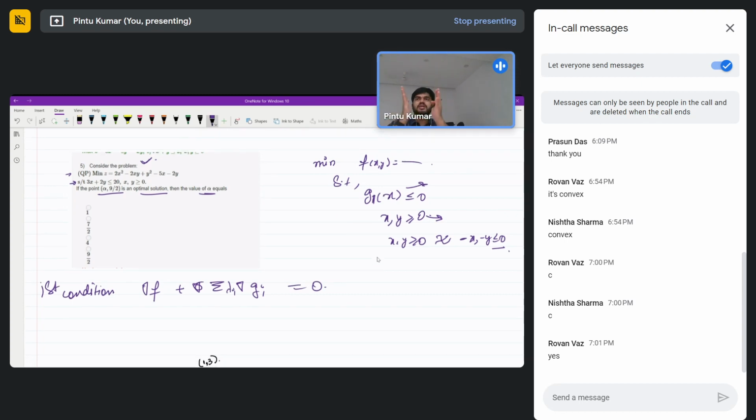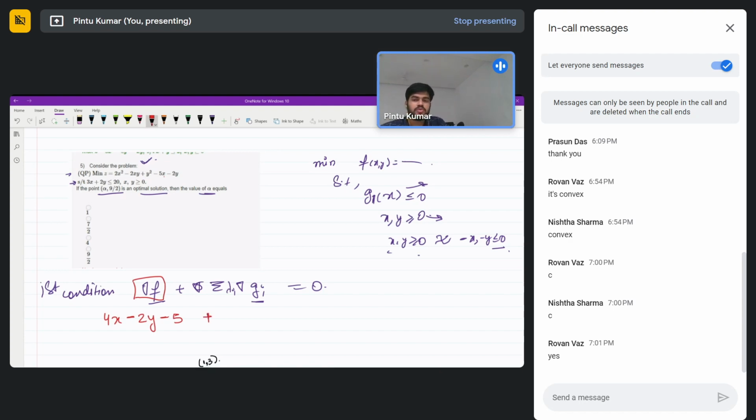Now this would be a vector, right? The gradient of f is a vector, and the gradients of gi are vectors. So we'll get two equations from here because this is a function in x and y. So what is f of x? F of x is 4x. Right now I'm calculating the gradient of f. So 4x minus 2y minus 5, right? Minus 5.